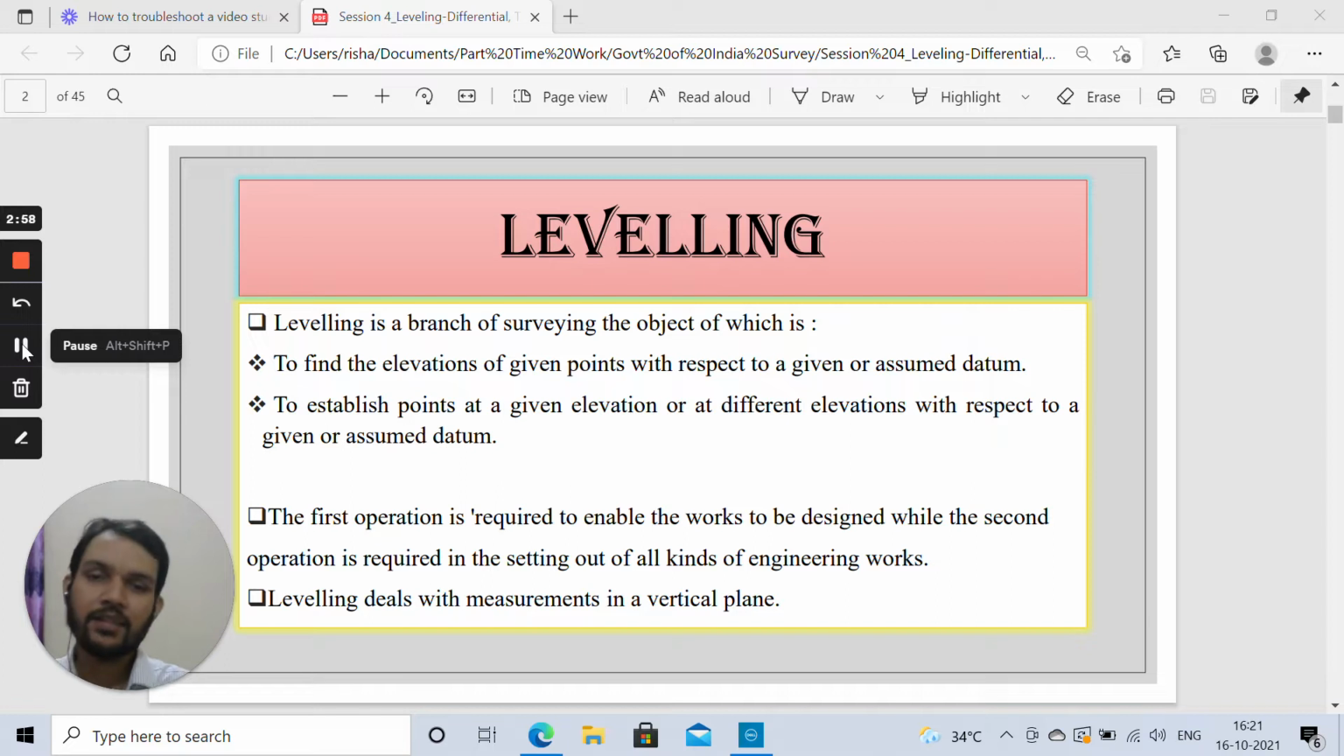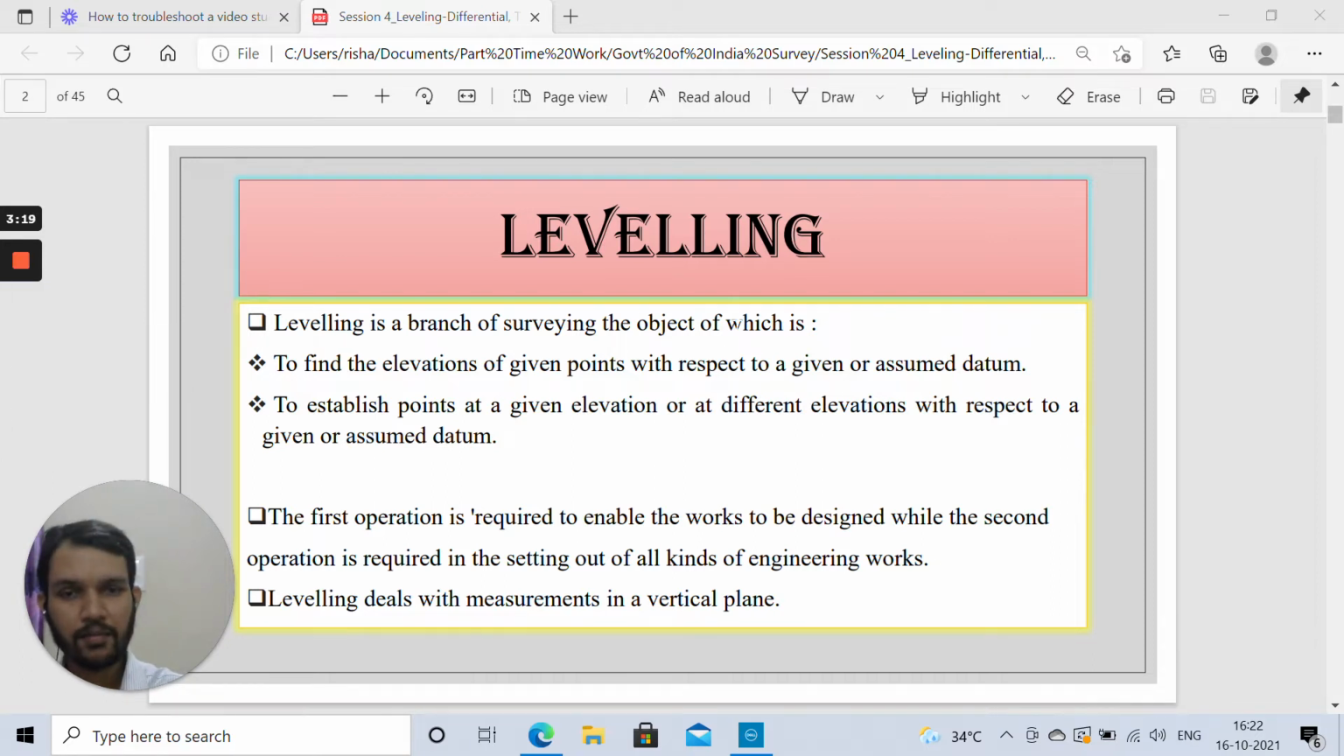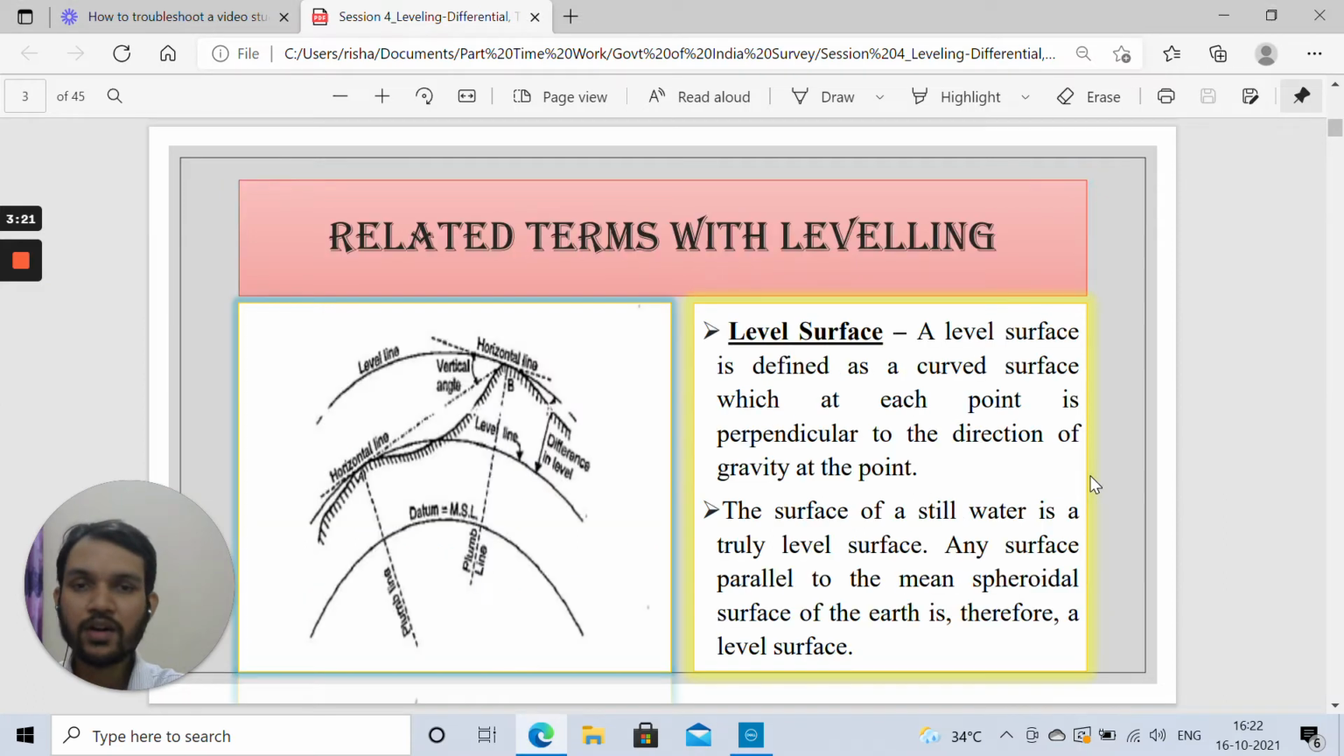The other important thing that we need to remember is that leveling generally deals with all the measurements in a vertical plane. As I have already told you, since we are doing all the measurements with reference to the elevation, the increase in height or decrease in height with reference to a particular benchmark station, it deals with all the measurements done on a vertical plane. So that forms the core concept of leveling.